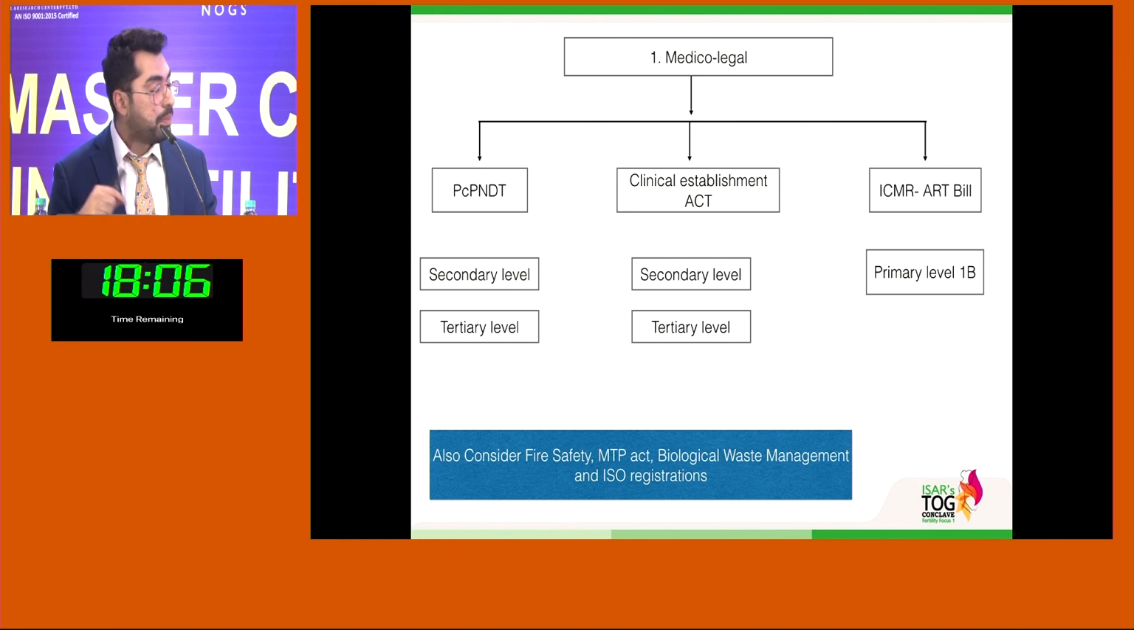Now, basically, when the IUI lab comes under level 2, you will end up requiring PNDT as well for an IUI unit, as well as the ICMR guidelines. CEA, wherever it runs, like if it's there in Maharashtra, I'm not sure, but it's there in Uttar Pradesh as well as in Delhi, and that's why we need to register under CEA as well. And the other registrations that you need to consider are fire safety, biological waste management, ISO, etc. So these are all the registrations that you need to worry about before starting a unit.